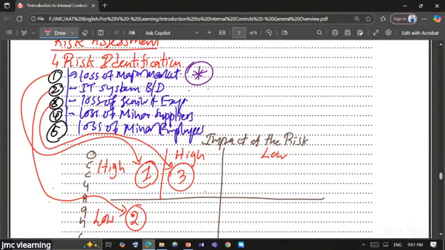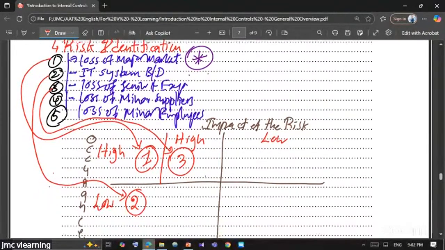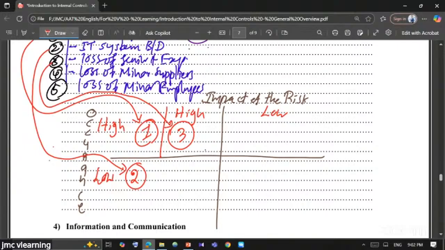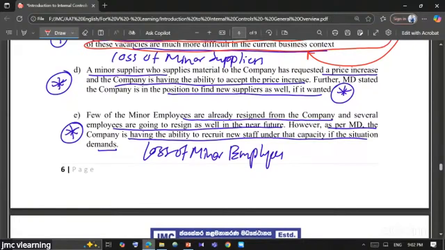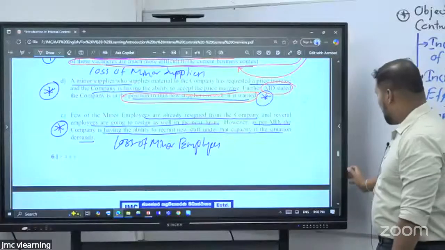Yes, sir. Right. Okay, loss of minor suppliers. What do you think about the impact? That's low. Okay, low. Why are you saying it's low? The question says that you can find other suppliers. The MD further stated that if we wanted, we have the ability to find other suppliers as well. So then the impact is low.